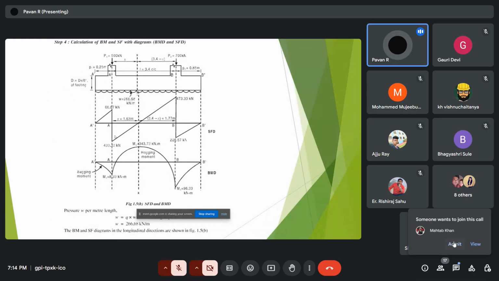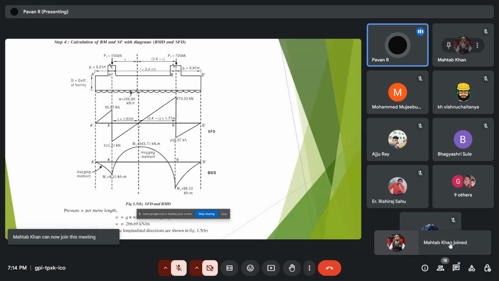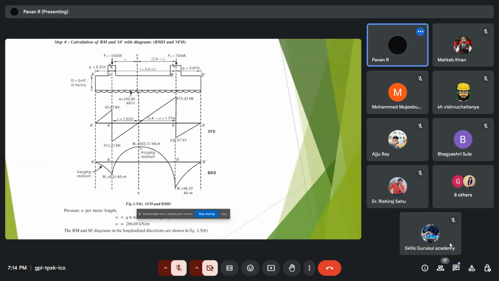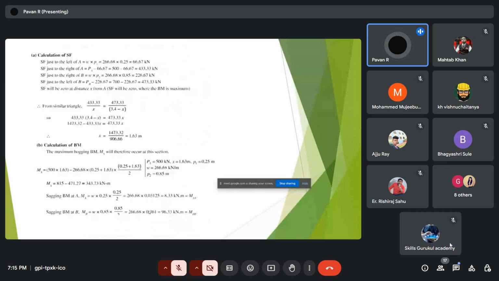So we should work out this point of contraflexure, that is where the shear force is 0, and that is where the maximum bending moment lies for a column. So for the slab, that comes out to be 343.78 kilonewton meter, and we should also calculate using formulas. Here we can see the pressure W per length, that is what I told you, to multiply the net upward pressure by 2 to get the W. And this is the calculation for shear force.